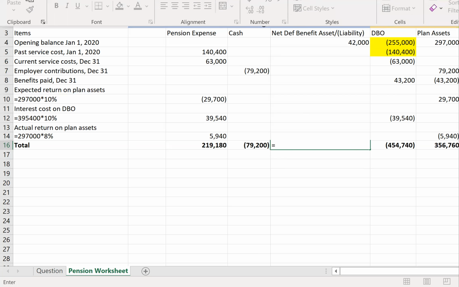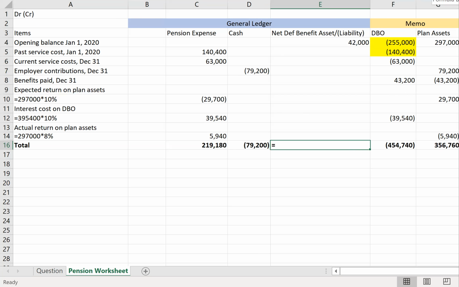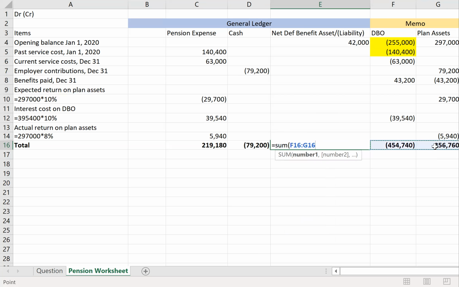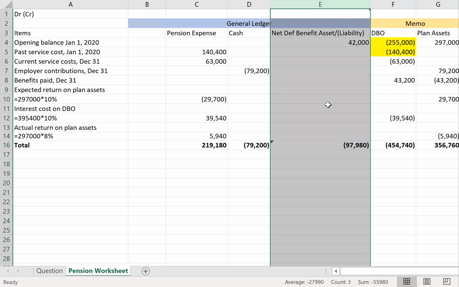So this net defined asset or liability simply picks up the obligations of the corporation under the pension plan. So we need to update this amount. What are we going to record on our statement of financial position? It's going to be the net of these two amounts. So now the corporation's gone from reflecting a surplus in the pension plan of 42,000, and now at year end, we have a deficit of the pension plan of 97,980. And that is what would be reflected on the statement of financial position, or the balance sheet, I should say, because we're using ASPE here, of the corporation.